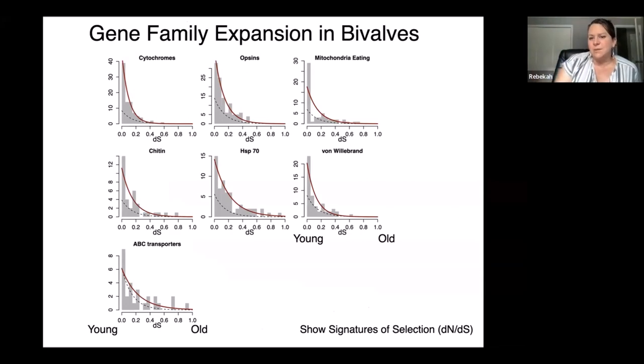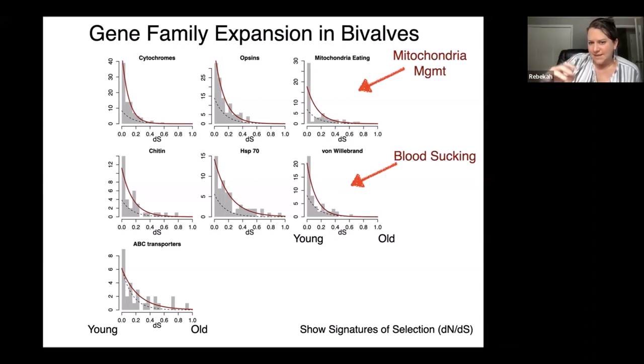When we do, we come up with functions that match with what we know about the organism, even though we did this completely agnostic to function. We have these mitochondrial management proteins, which is intriguing given the dual uniparental inheritance of mitochondria. We have these anticoagulant proteins that we think are important for their parasitization of the fish hosts. We have these heat shock and stress tolerance genes, which certainly fits with a lot of their environmental changes.